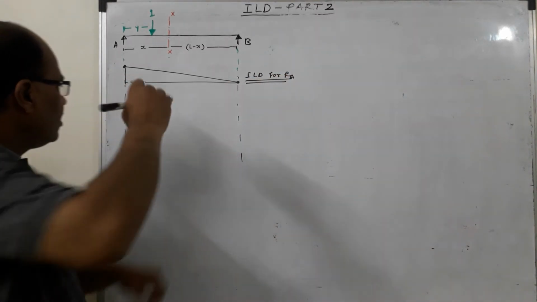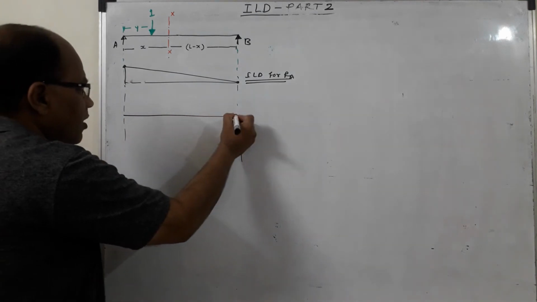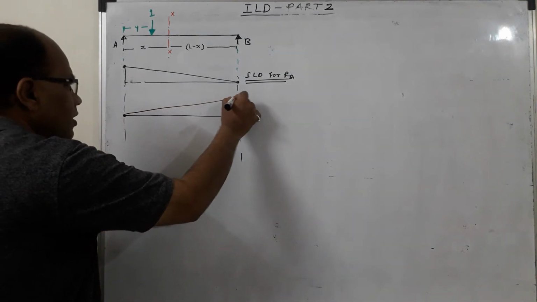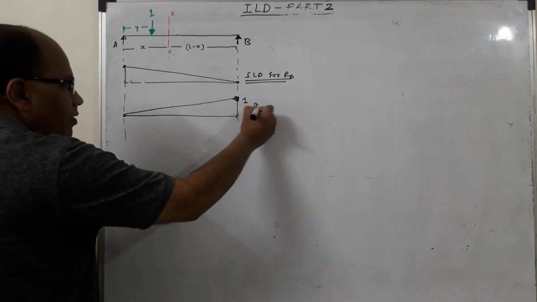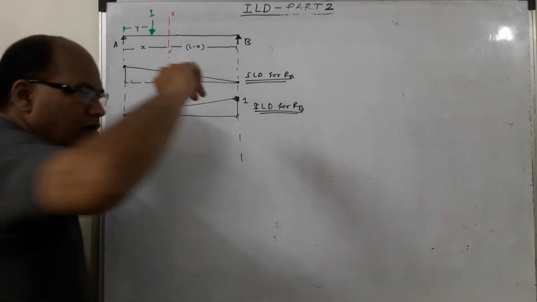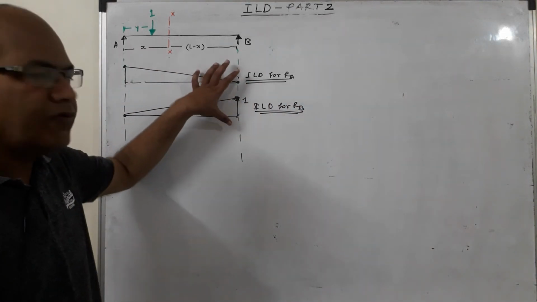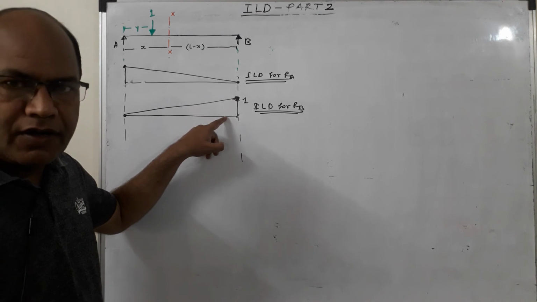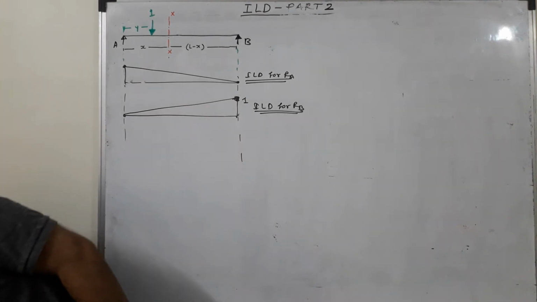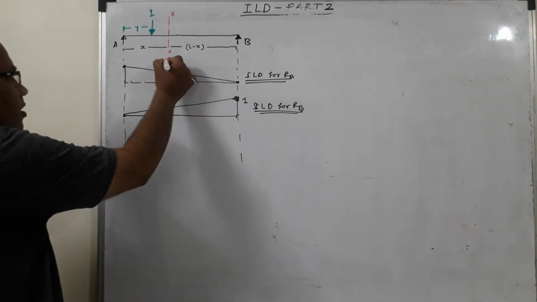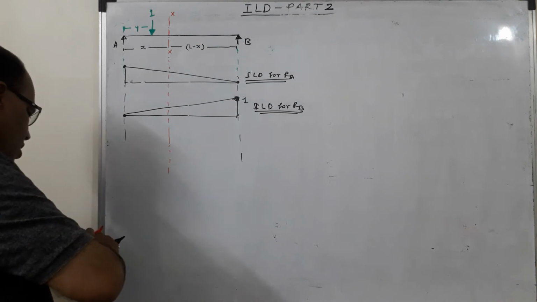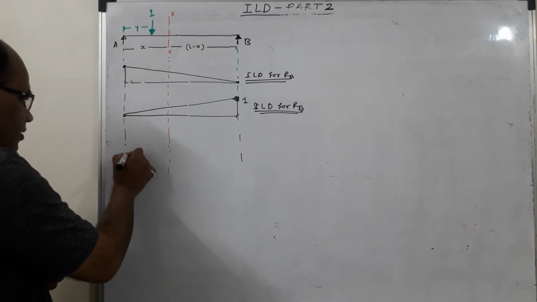Similarly, draw ILD for RB. Now for ILD for RB, mark 1 at B, mark 0 at A, join these two together and you will be getting ILD for RB. Now, so draw ILD for RA, draw ILD for RB, and then you can get the ILD for shear force at section XX like this. Project the section in downward direction. Then draw the baseline.